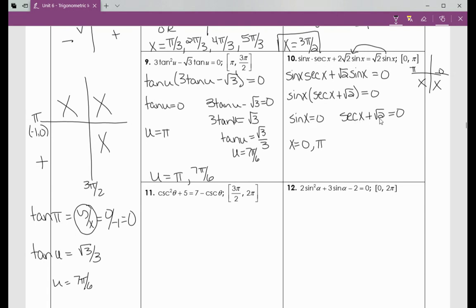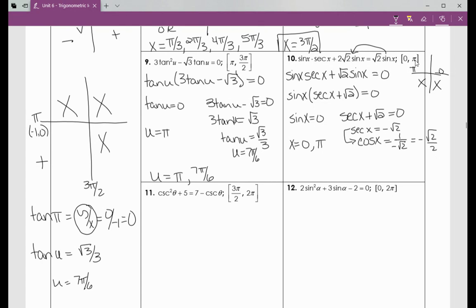Now, I need to work on this one. So secant x equals negative square root of 2. I don't like secant, so I'm going to flip that and turn it into its reciprocal, cosine, because I am more familiar with cosines. So take negative square root of 2 and flip it. That will simplify to negative square root of 2 over 2.